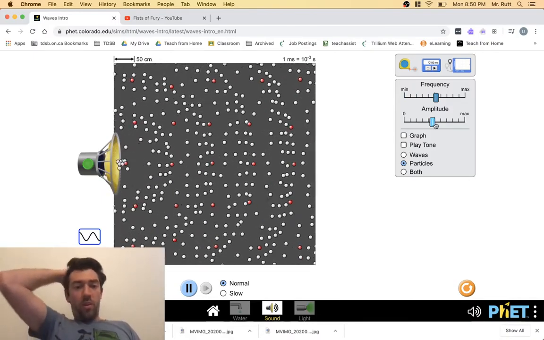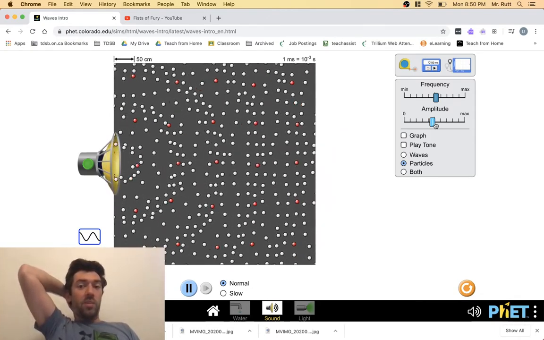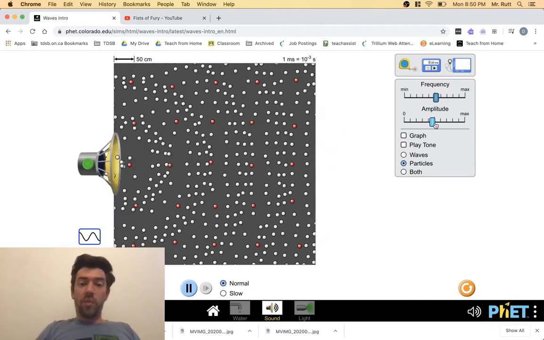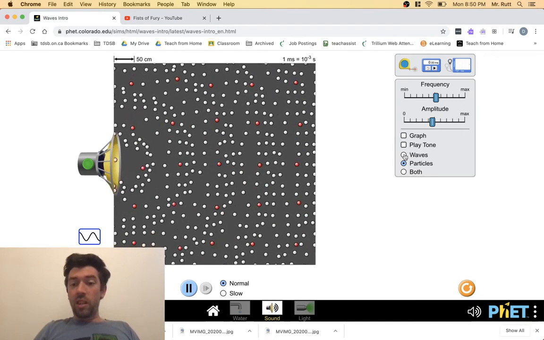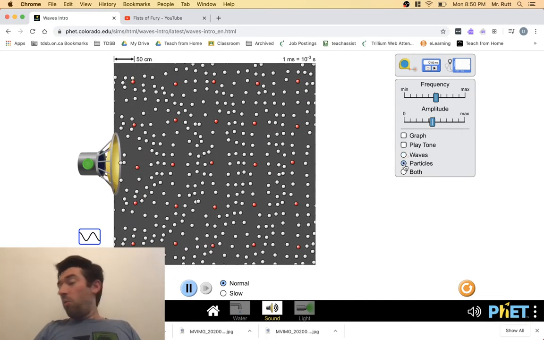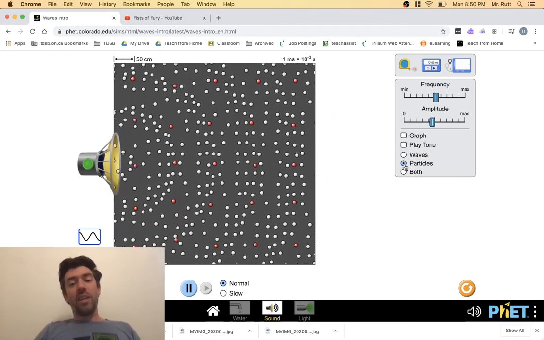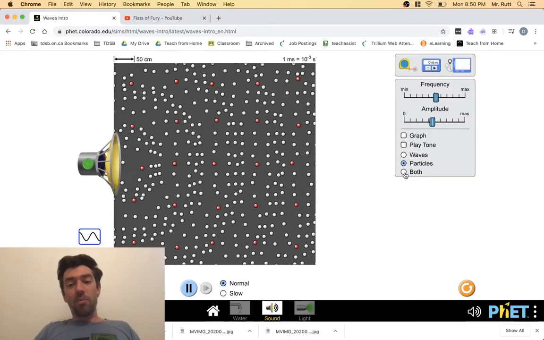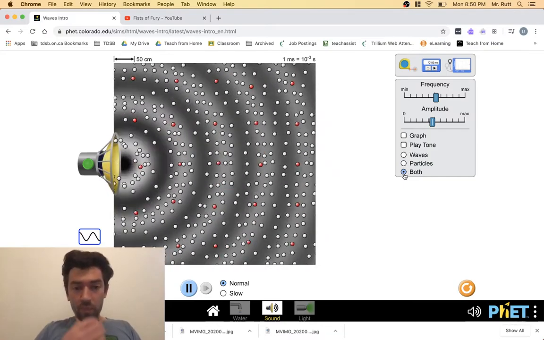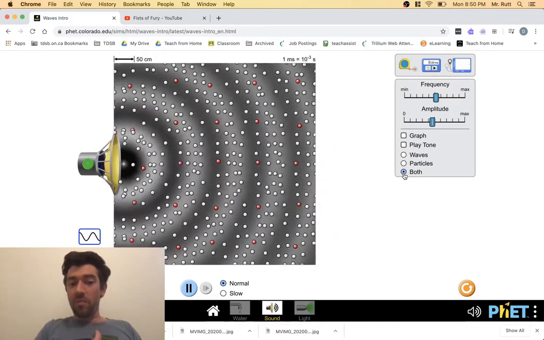So, okay, this doesn't really look so much like a wave as much as the previous simulation. Like when I turn on waves, now that looks like a really nice pretty wave. That does not. That looks like chaos. But there's this nice option where we can view both. And you can actually kind of see the particles are sort of following the wave pattern.